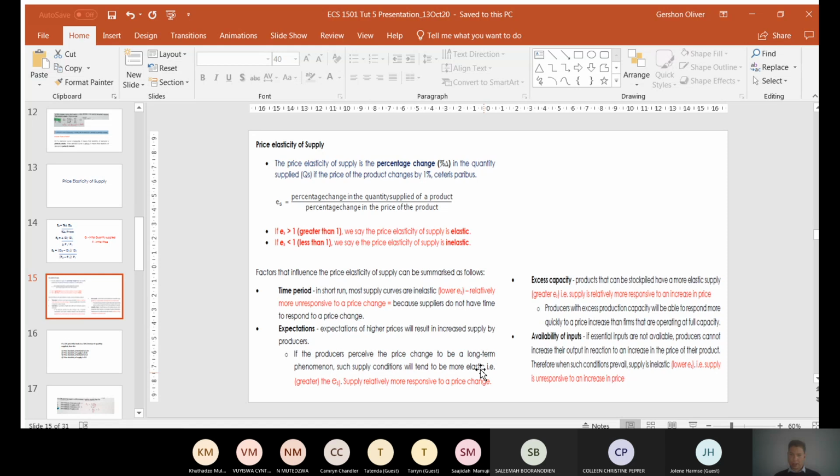Then the availability of inputs. If essential inputs are not available, producers cannot increase their output in reaction to an increase in the price of their product. Therefore, when such conditions prevail, supply is inelastic, which means you have a lower price elasticity of supply. In other words, it's less than 1. Supply is unresponsive to an increase in price.